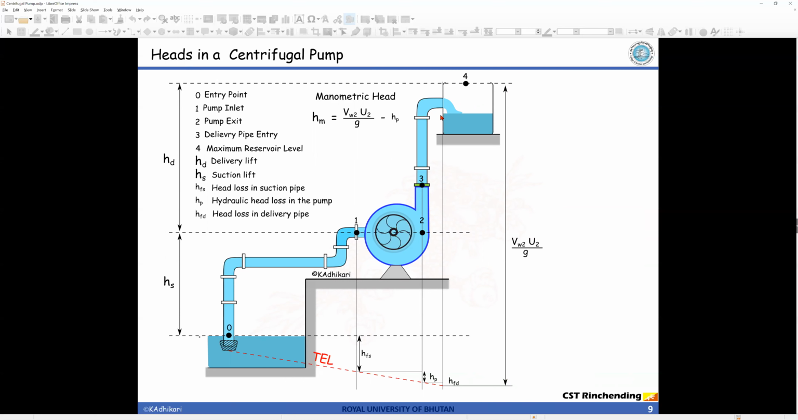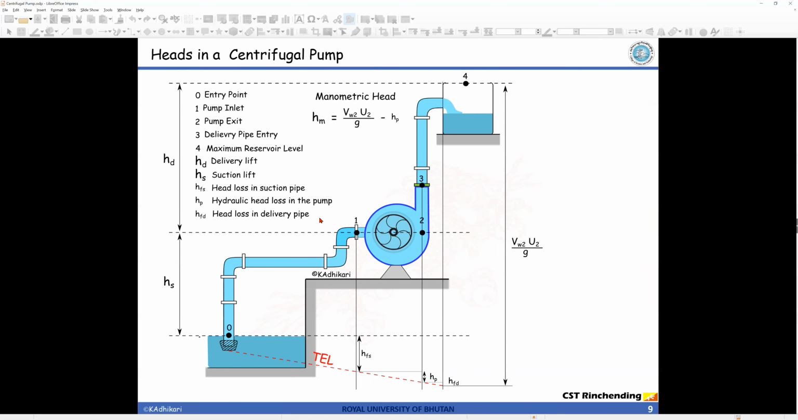A new term comes, that is the manometric head. Manometric head is the total head, the total work done that is needed to transfer water from this point to this point, which we have discussed, minus the losses in the pump. So that is what is known as the manometric head. Total head minus the losses in the pump gives us the manometric head.